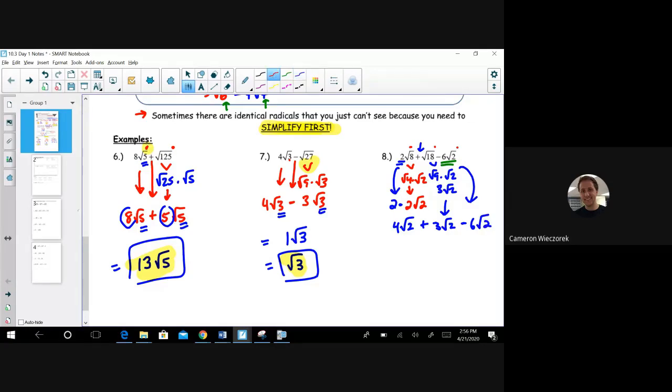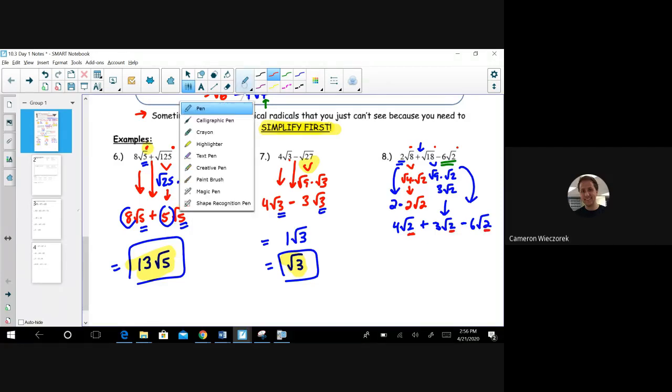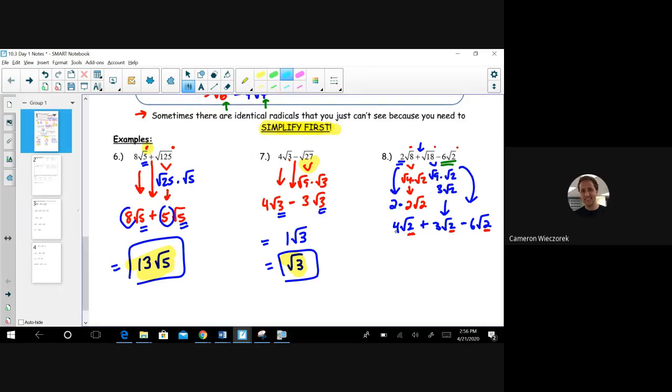And hey, look at that. That's a rad 2. That's a rad 2. And that's a rad 2. They're all like radicals, which means I can add together all 3 of these numbers in front that I just outlined in blue. So this is going to simplify to 4 plus 3 is 7. 7 minus 6 is 1. 1 rad 2. Drop the ninja 1. This is just rad 2.